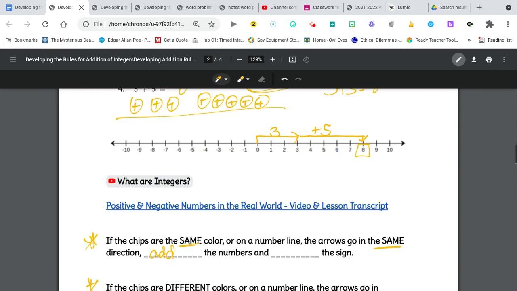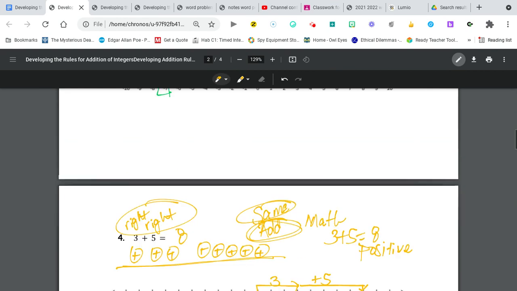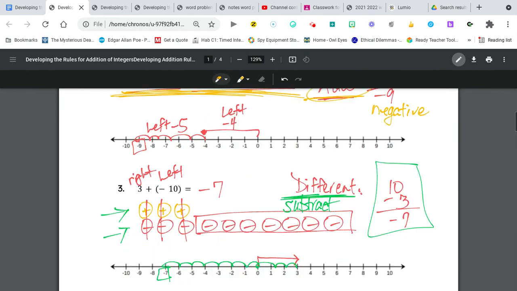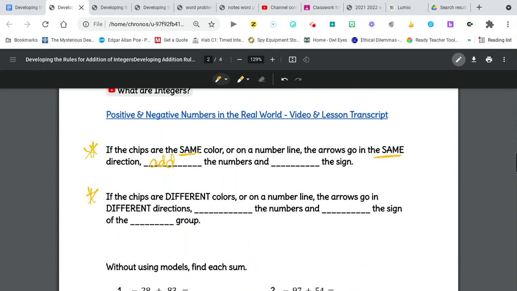And then as far as the sign, well, these were all positives. So our answer is positive. But here, these were all negative. So our answer was negative. So if you add all positives, you get a positive. If you add all negatives, you get a negative. So basically, when you add, you just keep the sign. If they're the same, you add and keep the sign.